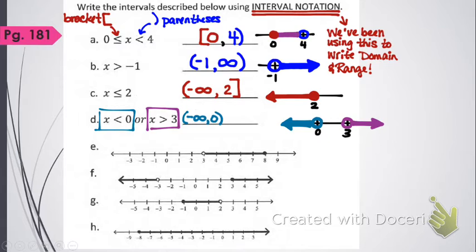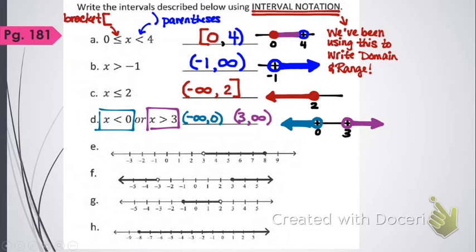I always start with the smallest thing, so the thing farthest to the left. So 3, parenthesis or a bracket? Parenthesis. Until when? When does it stop being shaded? Infinity. Parenthesis or bracket? Parentheses. Okay, we're actually not quite done.